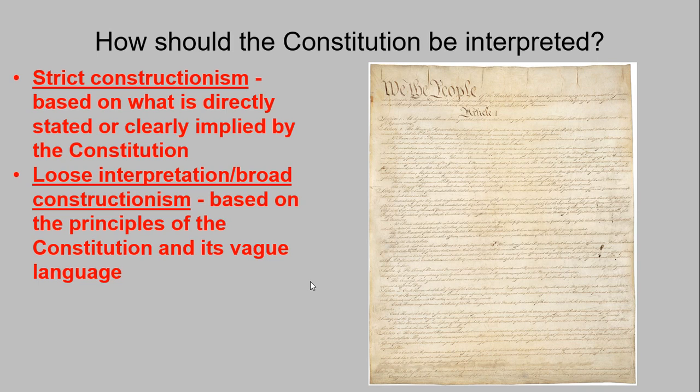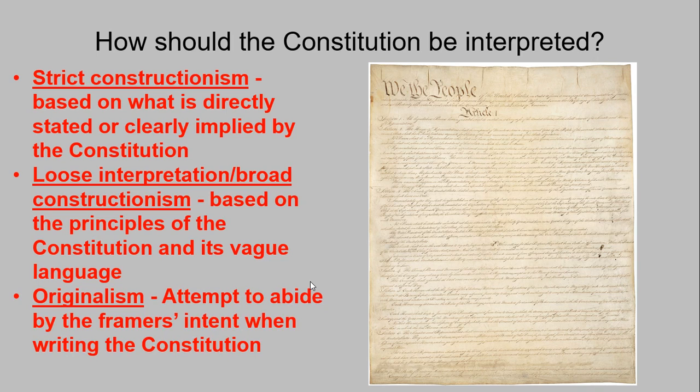But if you believe in a loose interpretation or broad constructionism, you will look at the case, and of course you'll look at the Constitution, but you'll also look at other things like the Federalist Papers and other decisions the courts have made, and 250 years have passed since the Constitution was written. You can take into account other factors when you're making your decision.